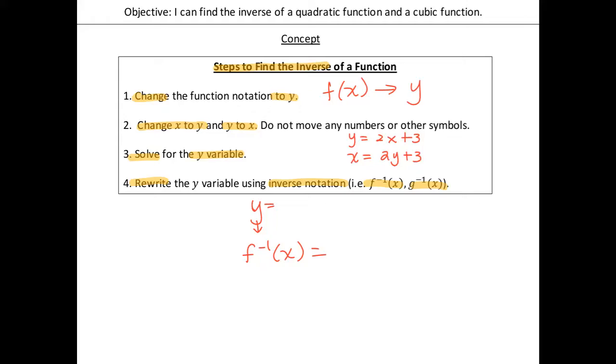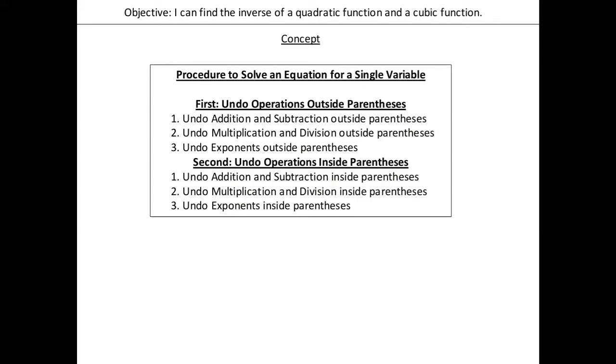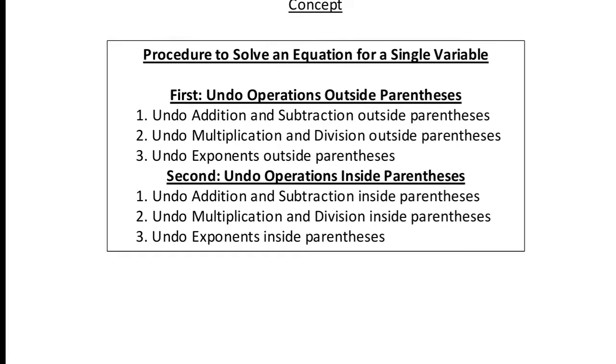So the process is the same as we did on Tuesday. The only difference now is we're going to have a whole bunch of stuff to get rid of, and you have to follow a specific order of things here, okay? So the procedure to solve an equation for a single variable is to first undo operations outside of the parentheses, okay? So first you get rid of anything outside of the parentheses by doing PEMDAS in reverse.